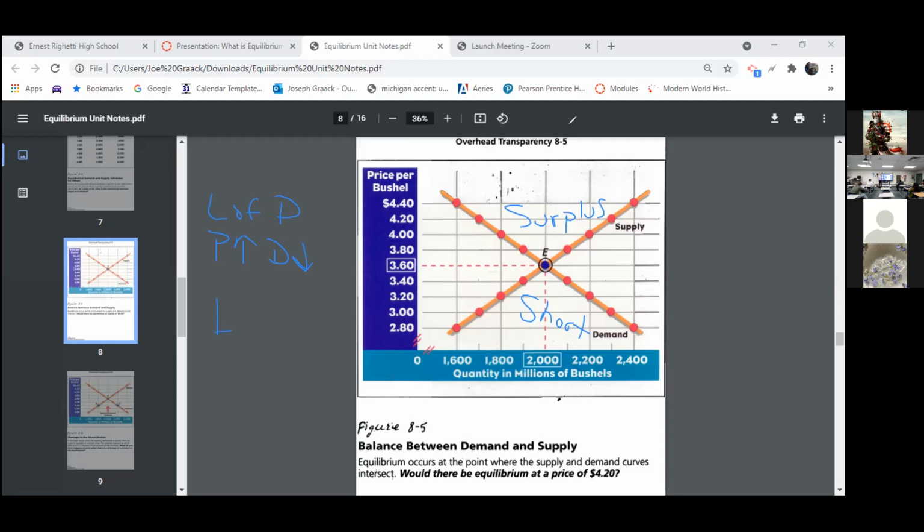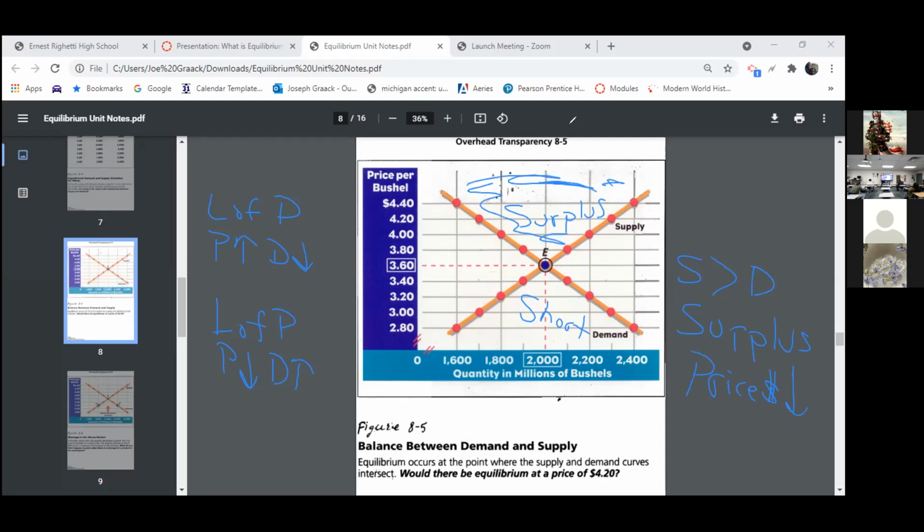Law of demand, right, says the opposite. As the price goes down, demand goes up. And so as you move up, supply is going to outstrip demand. So when supply is greater than demand, you have an area of surplus. In an area of surplus, we know the price is going to be forced down. And so this is the area of surplus up here, all the way above.